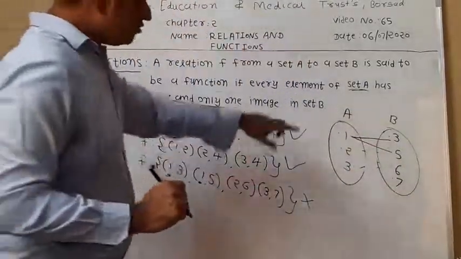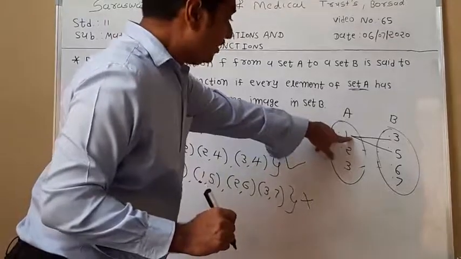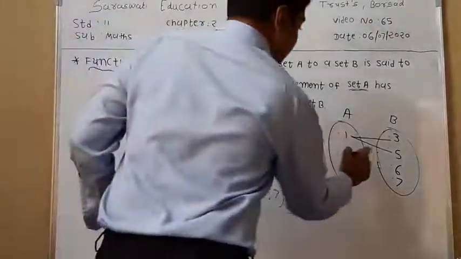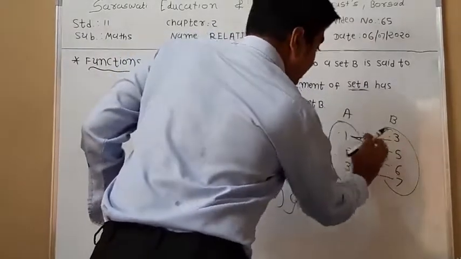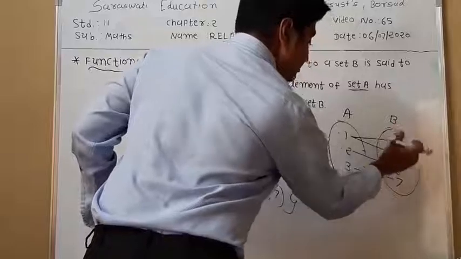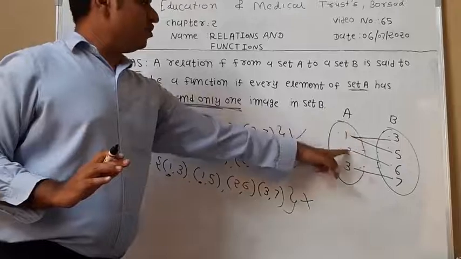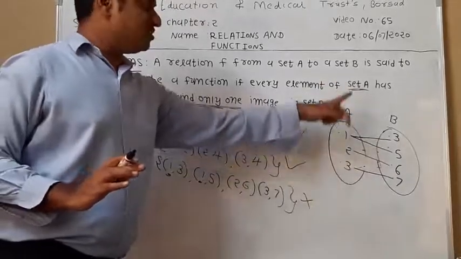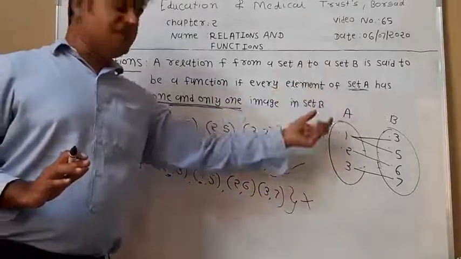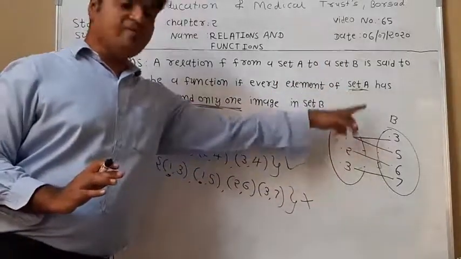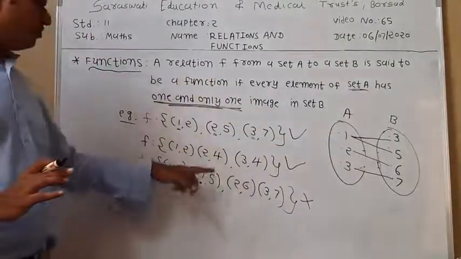Okay, so this combination should not be formed. Now 2 is related to 6, 3 is related to 6. If this combination is formed on the range side, it's okay. But in case of domain, here 1 and only one image in set B should exist, and here we get 2 images in set B, so this one is not our function.